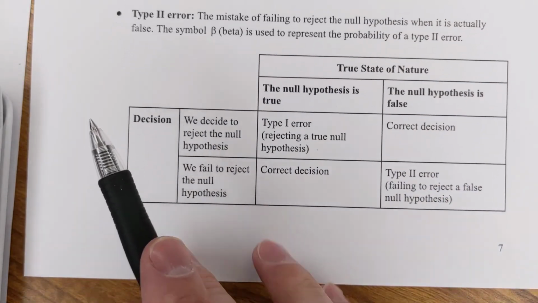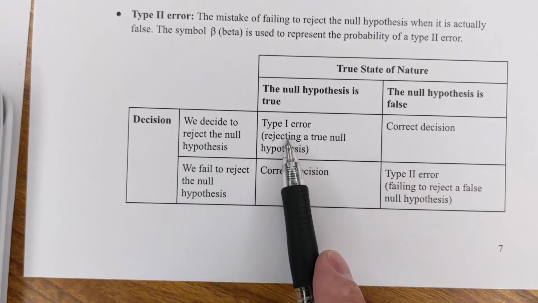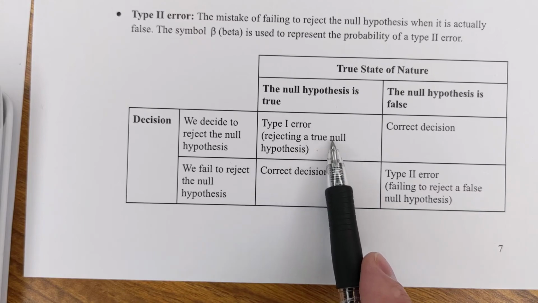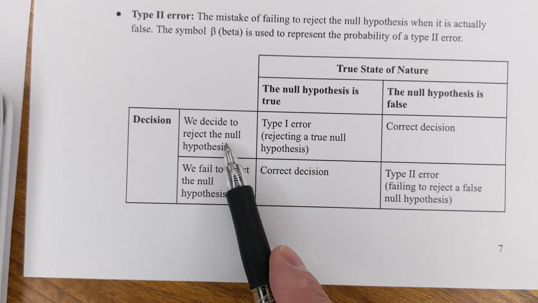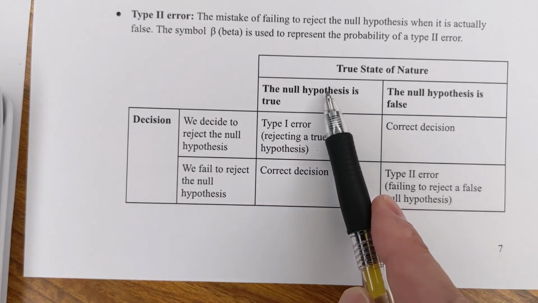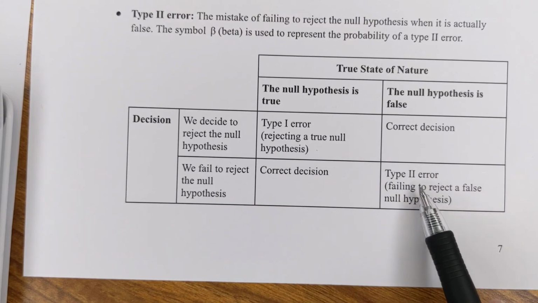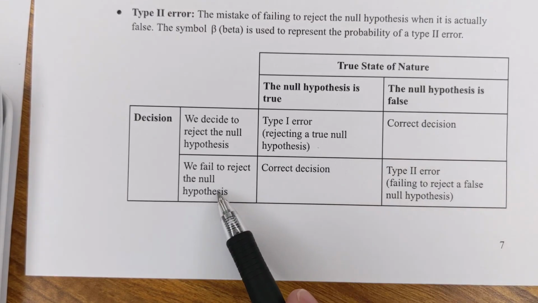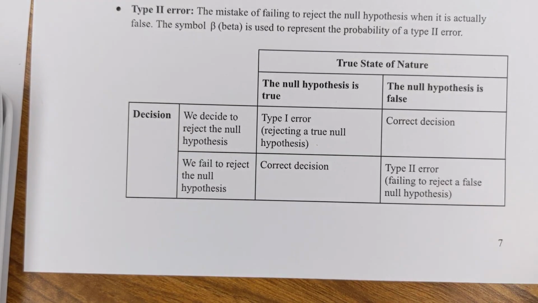So a decision: the null hypothesis is true. Our decision is we decide to reject the null hypothesis. That's a type 1 error, rejecting the true null hypothesis. If the null hypothesis is false and we decide to reject the null, that's correct. If the null hypothesis is true and we fail to reject the null, that's what we should do. And then type 2 is over here. The null hypothesis is false and we fail to reject it. So we accept it when we shouldn't, because it's false. So that's a type 2 error. And that brings us to the end of the section.